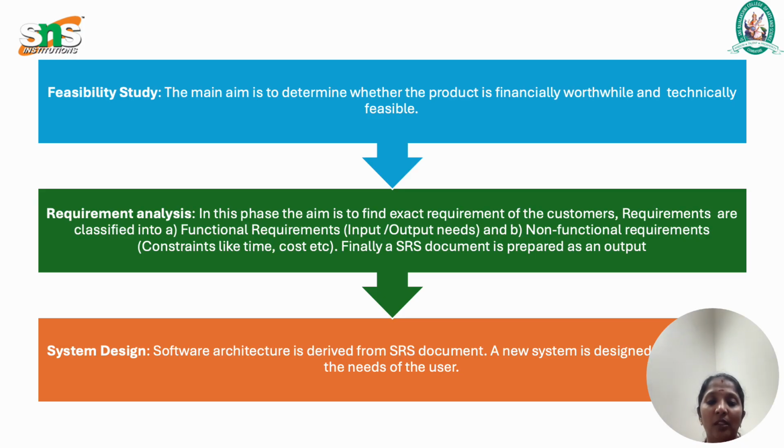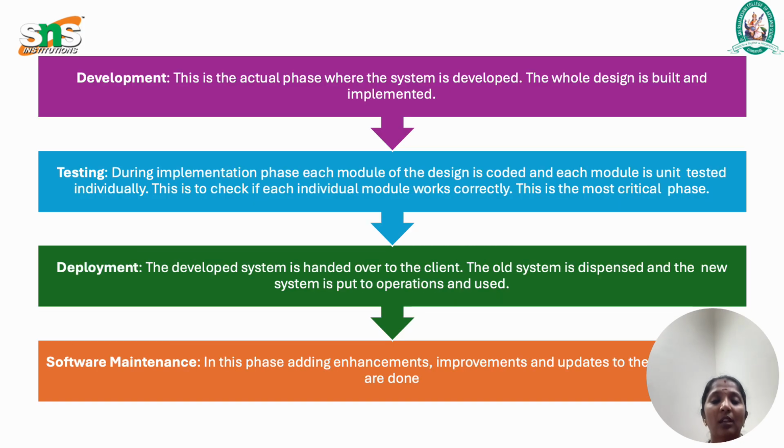Second one, requirement analysis. What do you mean by requirement analysis? Based on the requirement given by the customer, we are going to classify the requirements in 2 ways. One is functional requirement, another one is non-functional requirement. From requirement analysis, it will go to the next stage as an SRS document. Third one, design. In the system design, based on the SRS document, they will design the needs of the user. Then development. Development is nothing but the actual implementation of your software. Then testing. Here, in order to check that all the coding is working properly and whether any bugs are there, you have to debug it in this testing phase.